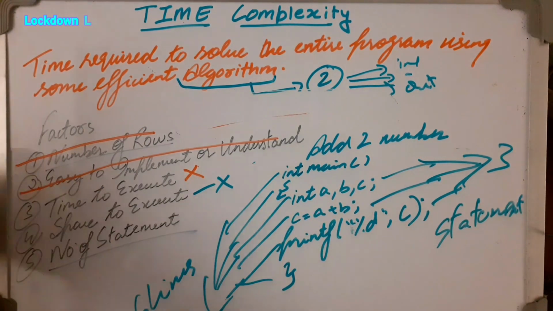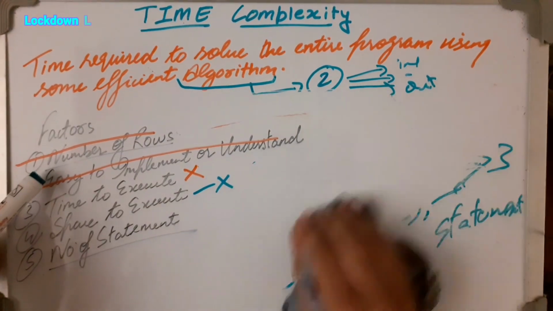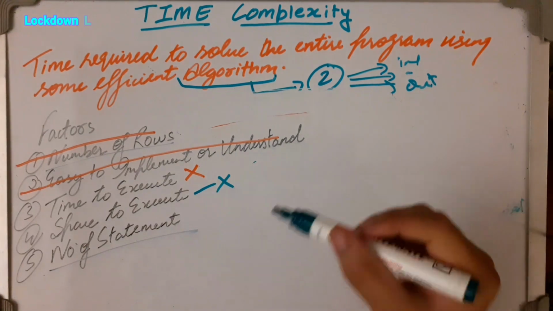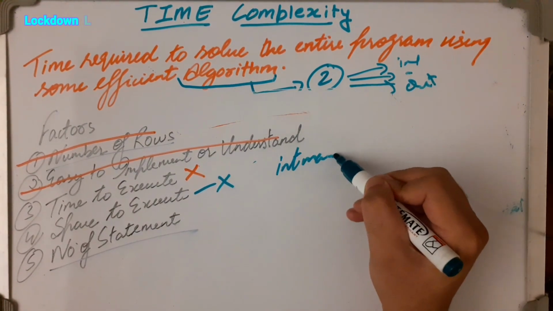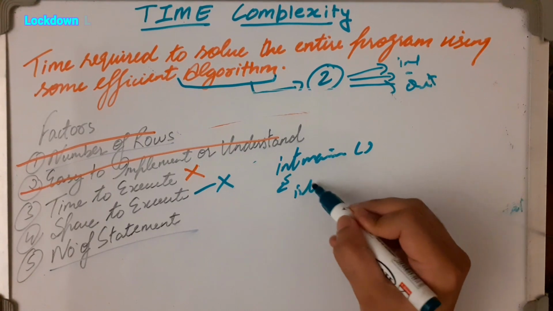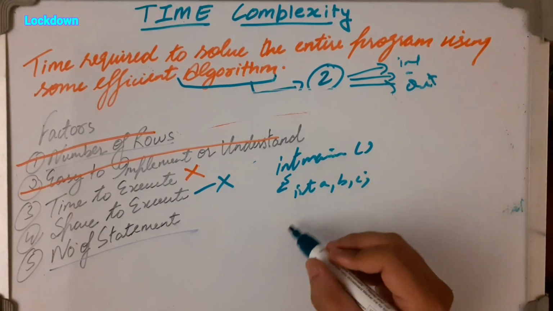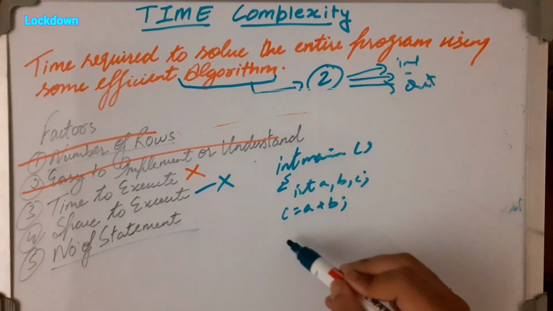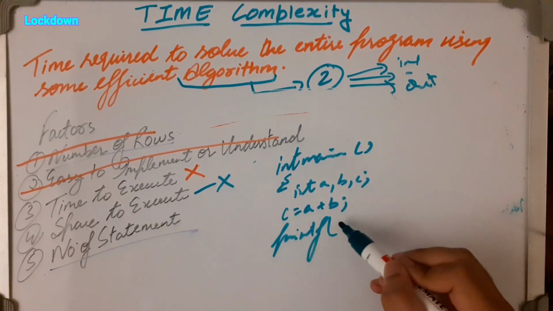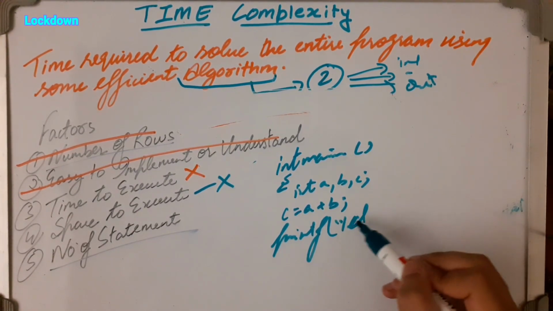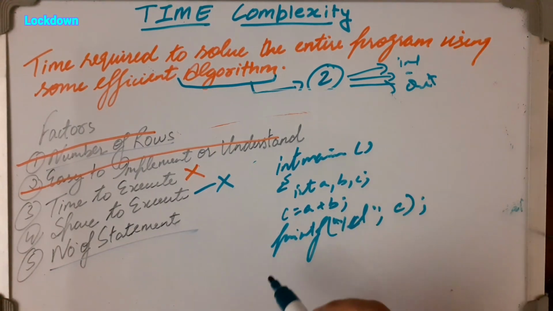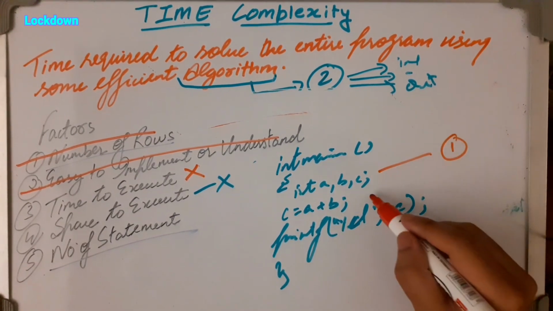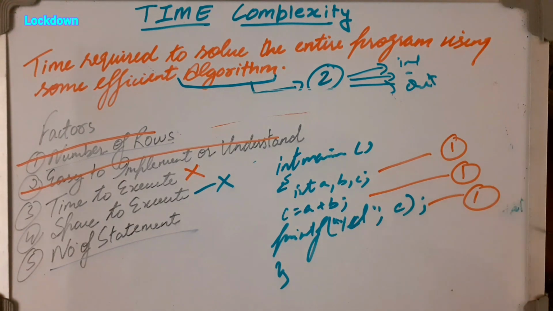Okay, let me discuss more about how to calculate the complexity. Consider the same program, adding two numbers: int main, int a comma b comma c, again c equals a plus b, and then printf with %d and c. Now let us calculate the time complexity for it. This statement will run one time, this will also run once, and this will also run once. The time complexity is 3, or simply 3.